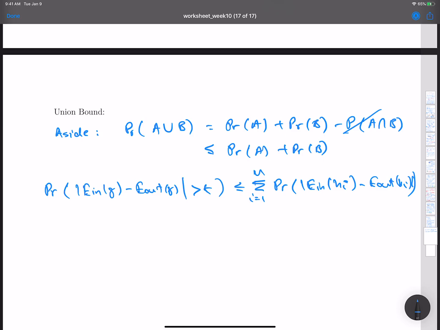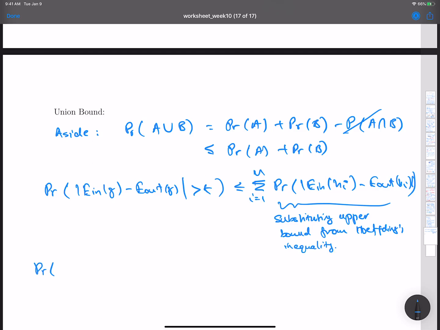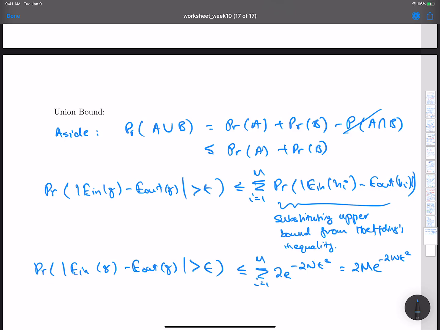And when you substitute the values for individual probabilities, substituting the upper bound from Hoeffding's inequality, you get the probability of E_in minus E_out for the best hypothesis. It's going to be bounded above by the summation i equals 1 to M of 2 times e to the power of negative 2 n epsilon squared, but there's no i within this summation. So what you can do is this equals 2 times M, where M is the number of hypotheses, times e to the power of negative 2 n epsilon squared.